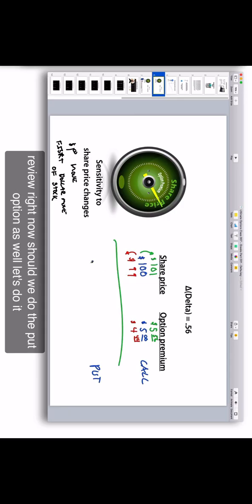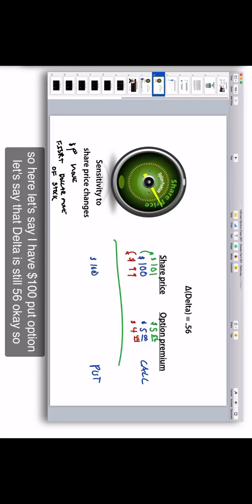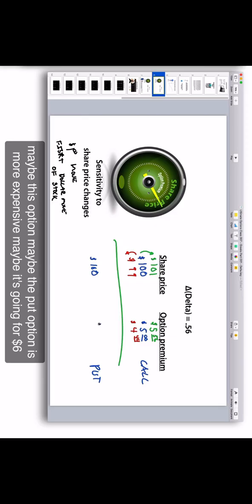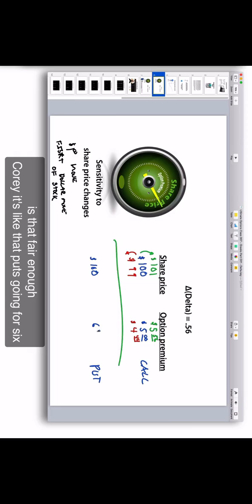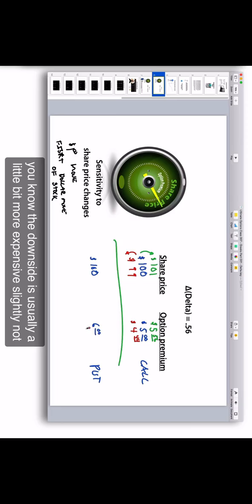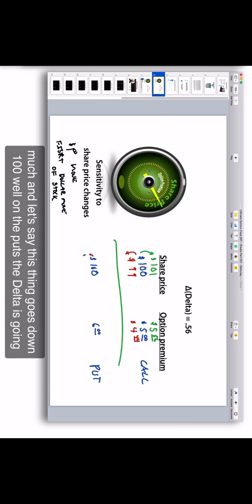Now, should we do the put option as well? Let's do it. So here, let's say I have a $100 put option. Let's say the delta is still 56, okay? So maybe the put option is more expensive. Maybe it's going for $6. Is that fair enough, Corey? We'll say the put's going for $6. The downside is usually a little bit more expensive, slightly, not much. And let's say this thing goes down 100.